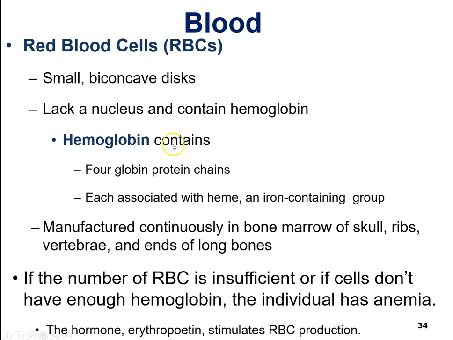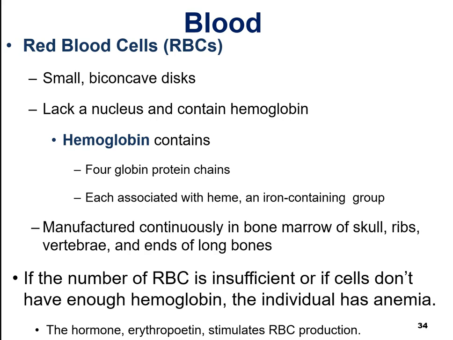Again, a little bit more about those red blood cells. Like I told you, their job is to carry oxygen and carbon dioxide around. They don't have a nucleus, and they contain hemoglobin. Hemoglobin is made up of 4 protein chains, and each is associated with an iron-containing group. That's why it's super important that your iron levels are appropriate.